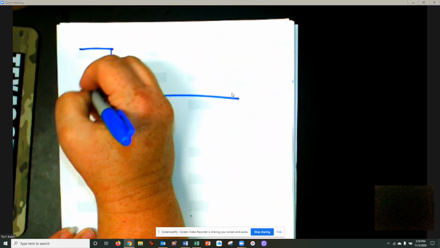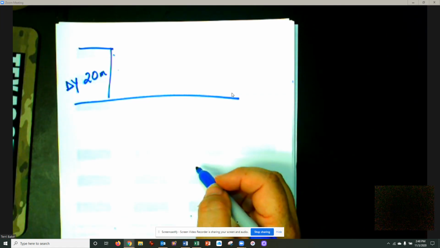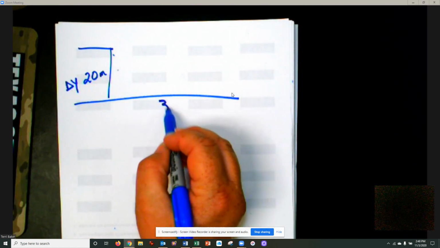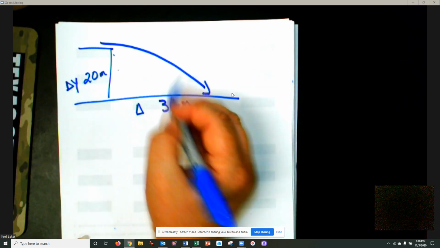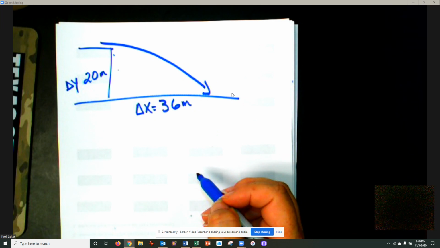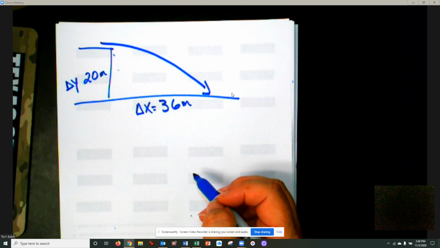Okay, number 2. In order to get all 10 of these in this period, I am going a little fast. Number 2, a slingshot is used to launch a stone horizontally from the top of a 20-meter cliff. So here's the cliff. It is 20 meters tall, so your delta y is 20 meters. The stone lands 36 meters away, so your delta x is 36 meters.